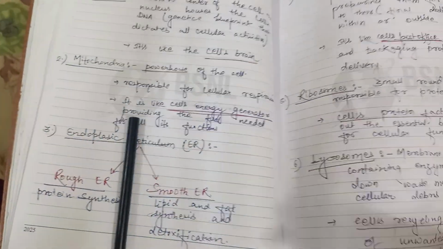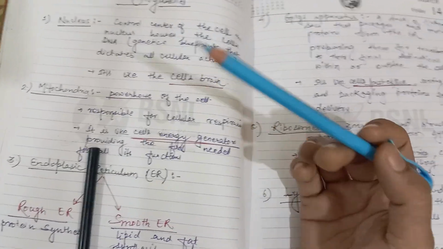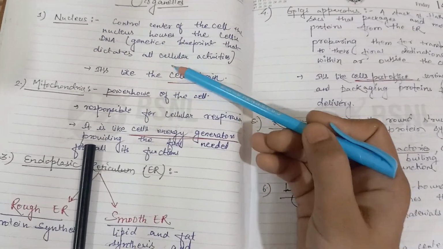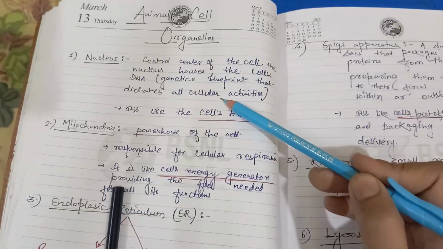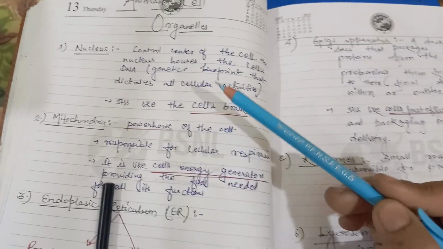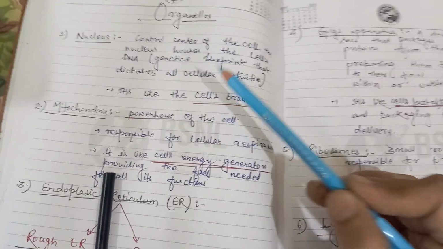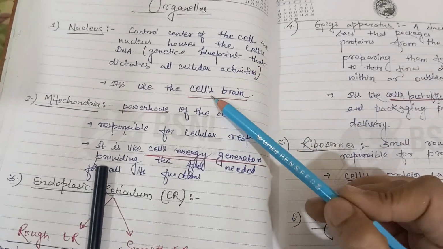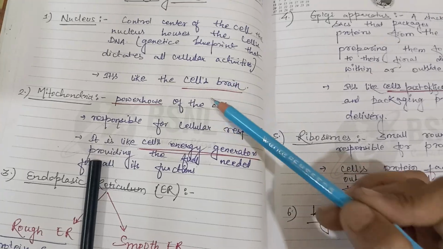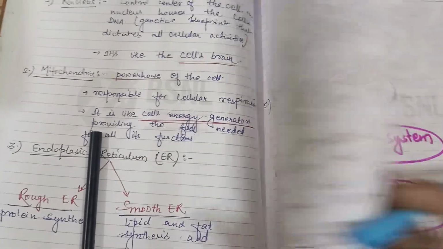First is the nucleus. As we know, the nucleus is in the center of the animal cell, and it is like the brain of the cell. All the works and functions of the various components are controlled by the nucleus. You can say that it houses the DNA and the genetic blueprint, and all the activities are controlled by the nucleus.